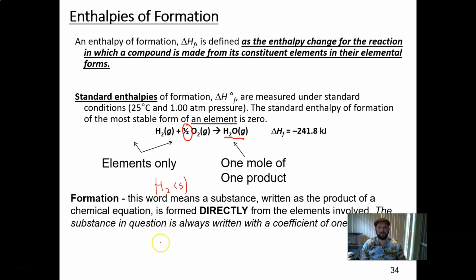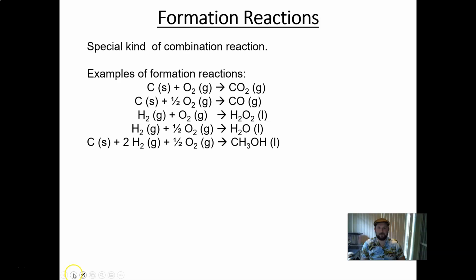The formation refers to it forming directly from elements. So that's where that formation term comes from. Here are some examples of chemical reactions that are and are not formation. This is a formation reaction because we got carbon solid, oxygen gas, going to make CO2. This is a formation reaction. This down here is not a formation reaction. Oh, wait, I'm sorry, this is a formation reaction too.